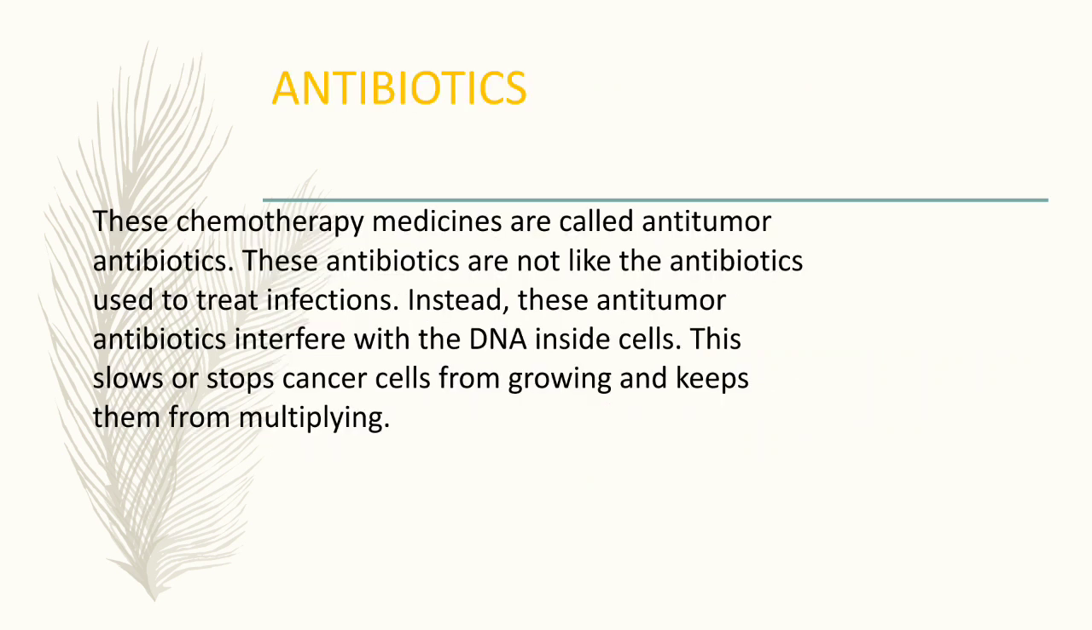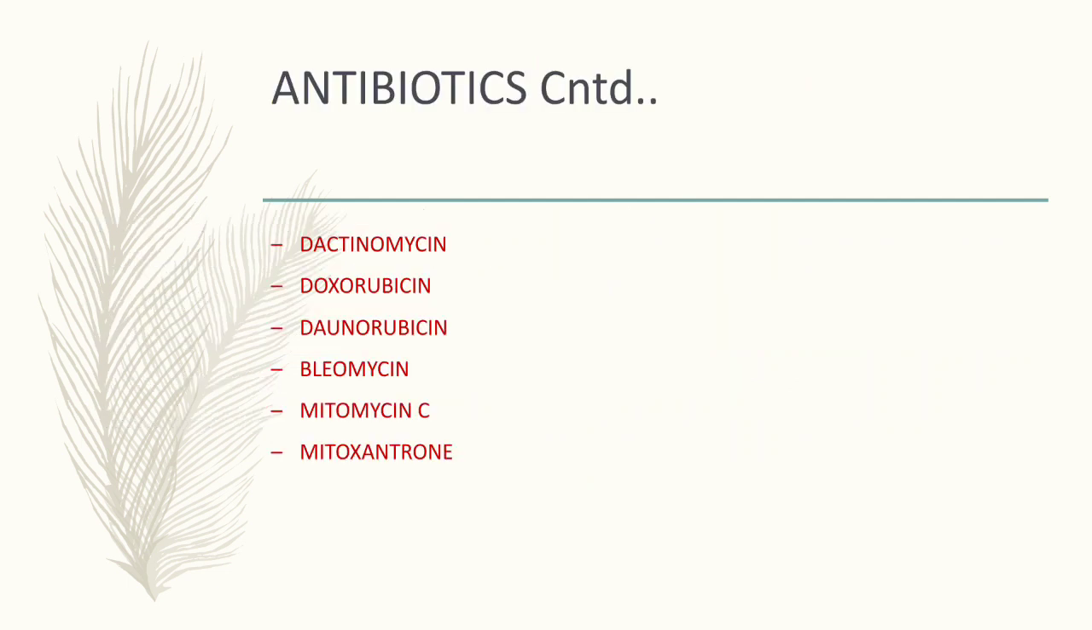Antibiotics. These chemotherapy medicines are called anti-tumor antibiotics. These antibiotics are not like the antibiotics that are used to treat other infections. Instead, these anti-tumor antibiotics interfere with the DNA inside the cells, which gets hampered in the process. This slows or stops cancer cells from growing and keeps them from multiplying. The drugs which are used are dactinomycin, doxorubicin, daunorubicin, bleomycin, mitomycin, and mitoxantrone.